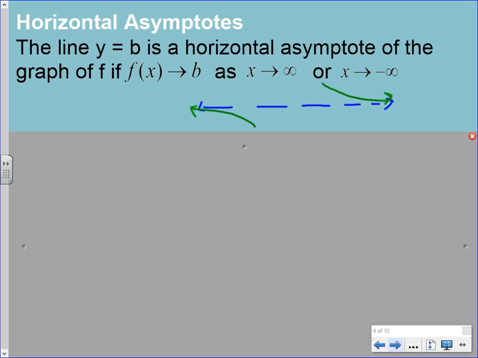It is okay to cross a horizontal asymptote. If you remember back to some of your problems last year, you might have had something that looked like this. It's okay to cross the horizontal asymptote, towards the middle of the graph, as long as towards the ends of the graph we approach the asymptote.